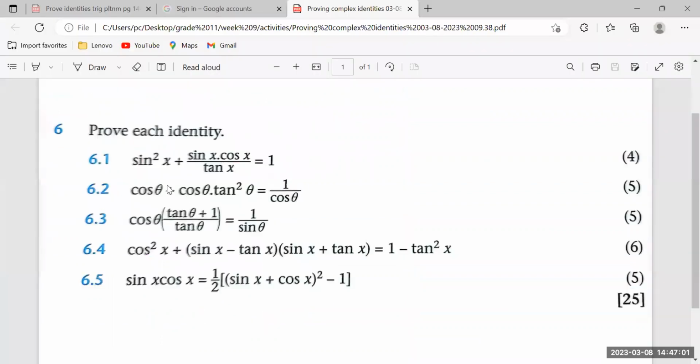Then as an activity, you will do number 6.1 and then we'll also do 6.4. And then you come and do the following here.